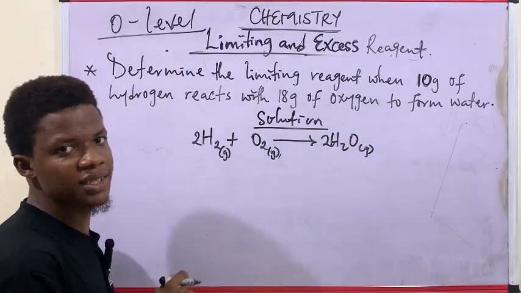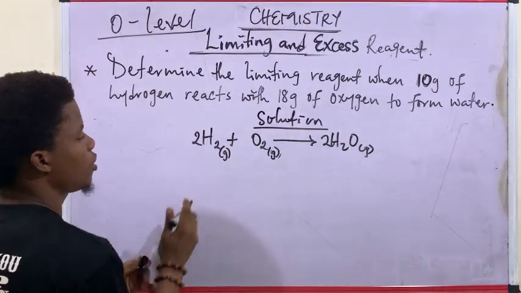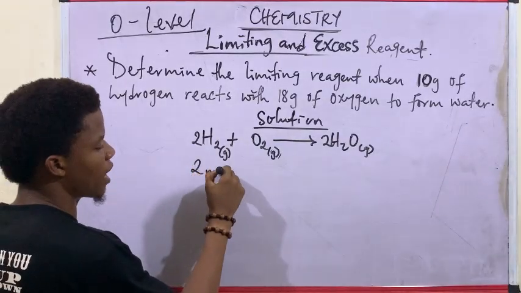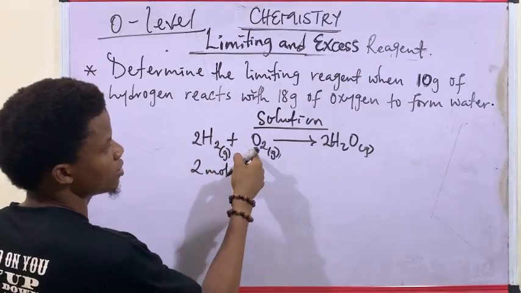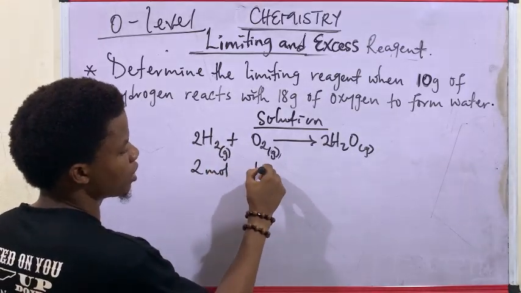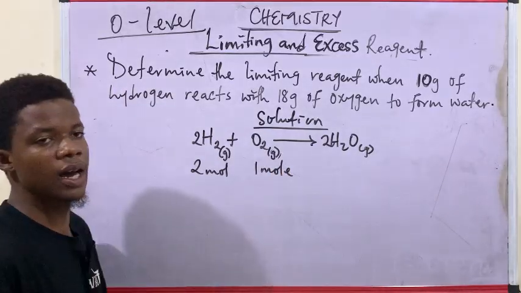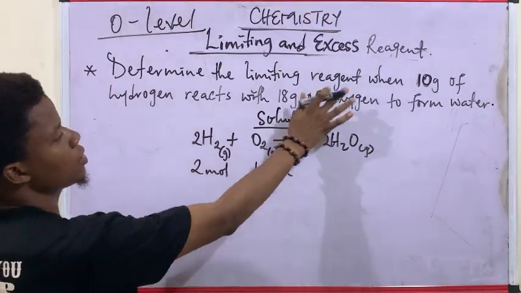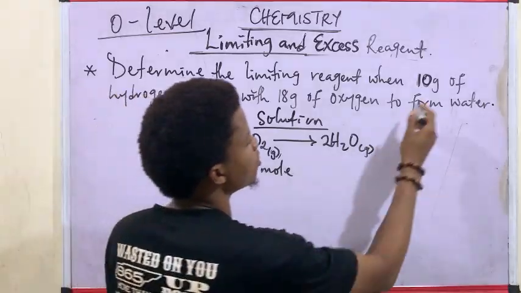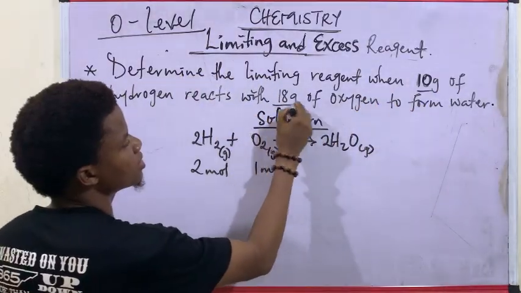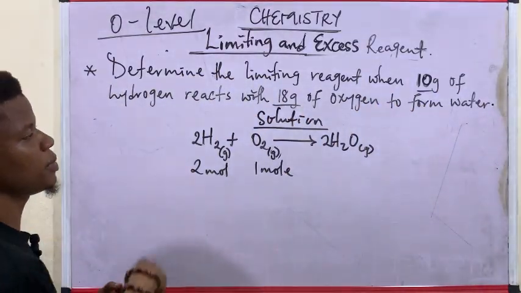So from the balanced equation, we saw that 2 mole of hydrogen, all right, react with what? 1 mole of oxygen. All right, now we're given the values in mass, gram, right? Gram. So determine the limiting reagent.